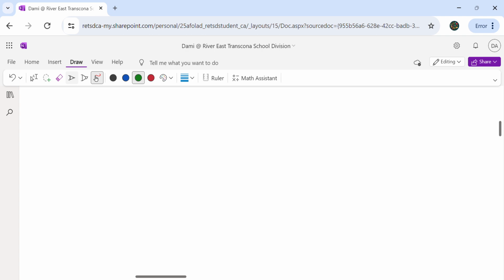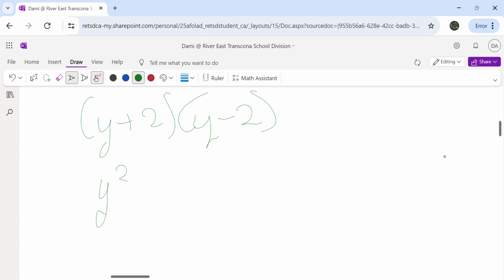y plus 2, y minus 2. Yeah, so pause and take some time to do it by yourself. 5, 4, 3, 2, 1. Okay, so we're going to square y. We have y squared minus 2 squared.